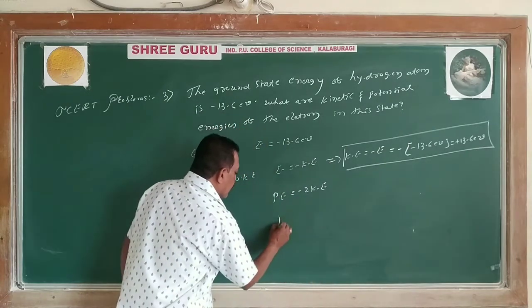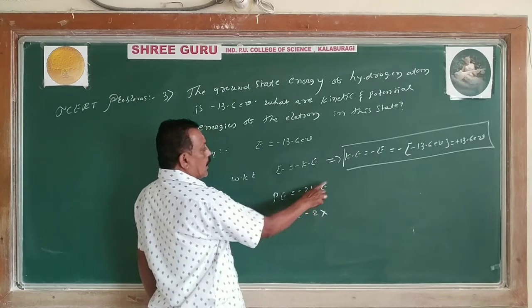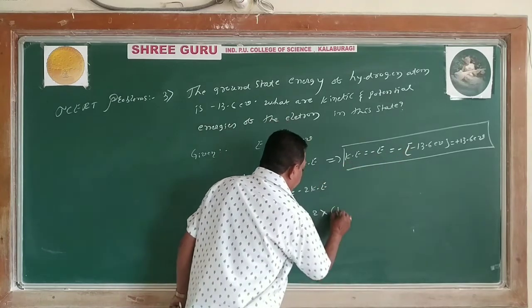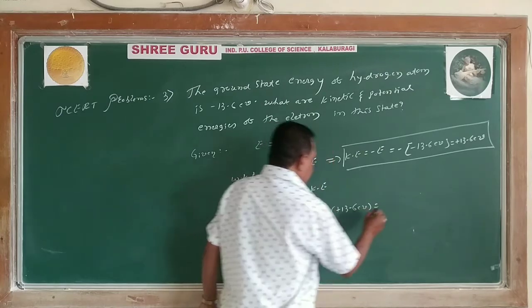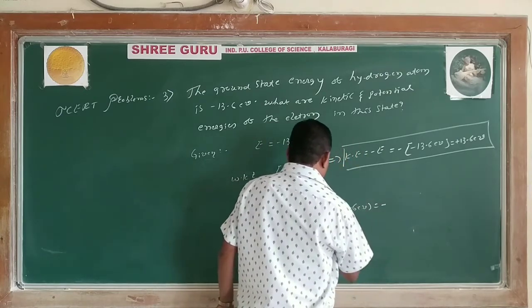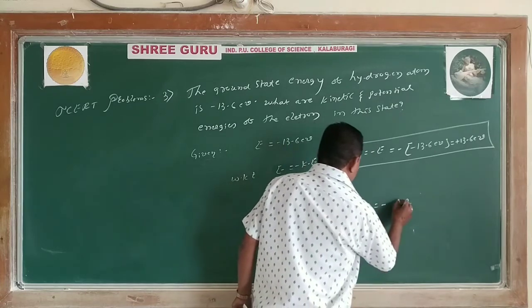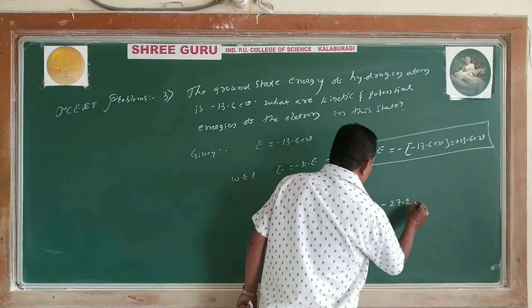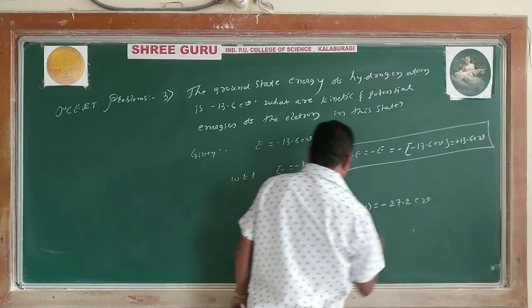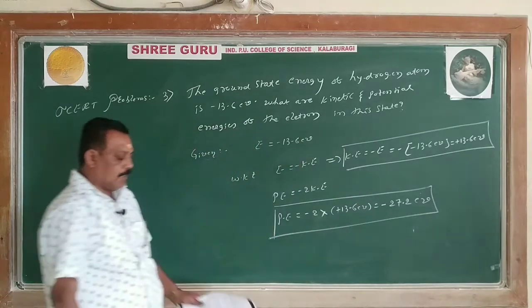Then potential energy equals minus 2 times the kinetic energy. What is the kinetic energy? Plus 13.6 electron volt. Plus into minus, minus. 2 times 13.6 is 27.2 electron volt. This is your potential energy. देख लो एक बार.